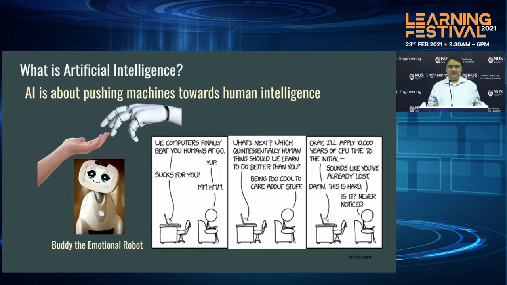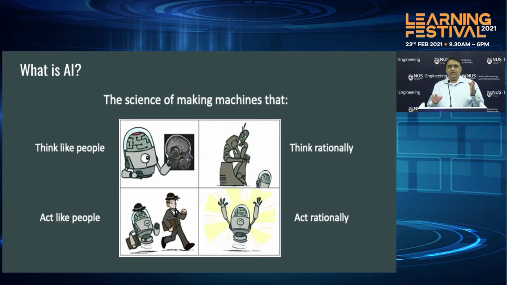So AI is basically about pushing machines towards human intelligence. So here's a picture of, for example, this robot. It's called Buddy, the emotional robot, and he exhibits emotions, right? So this is something that we all do as humans, and so it's interesting to ask the question, can machines do the same thing, right? So AI is about making machines that can do things that humans can do.